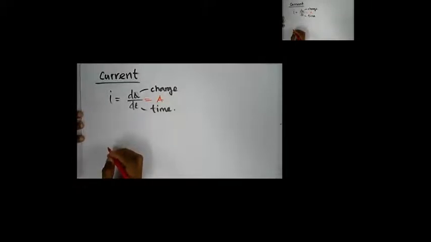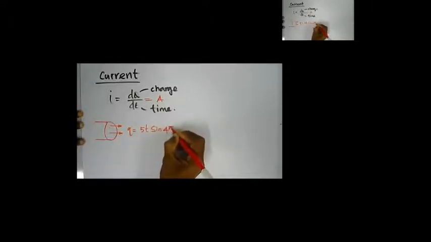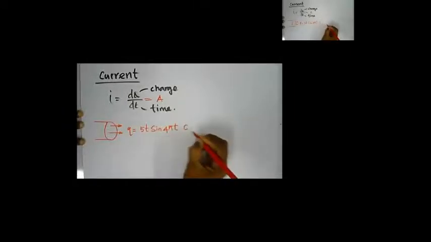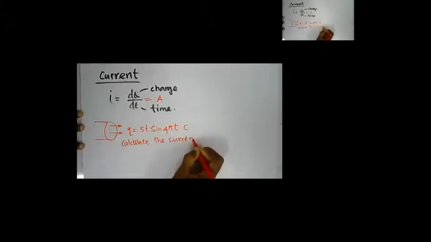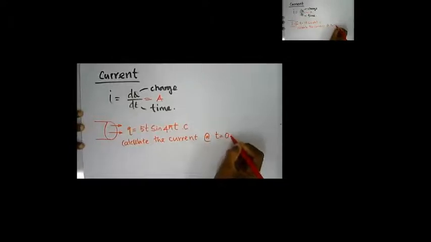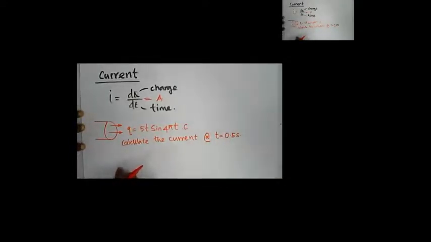Let's say you have a total charge entering a uniform conductor. The charge Q can be given by 5t sin 4 pi t coulombs. The question is, calculate the current at t equals 0.5 seconds.